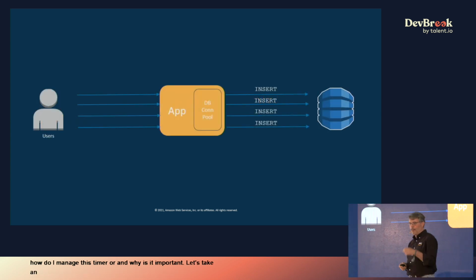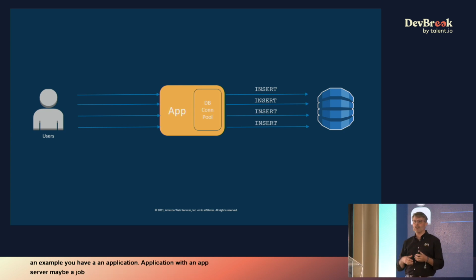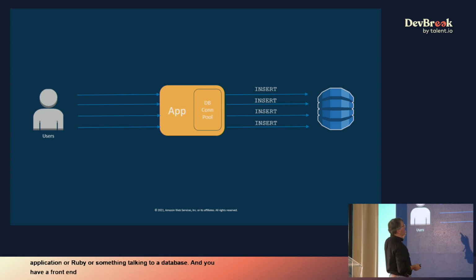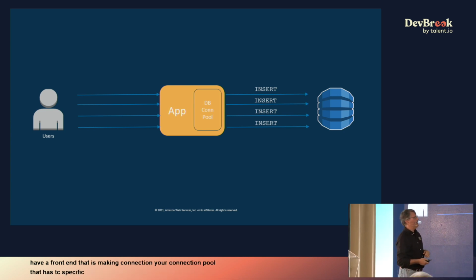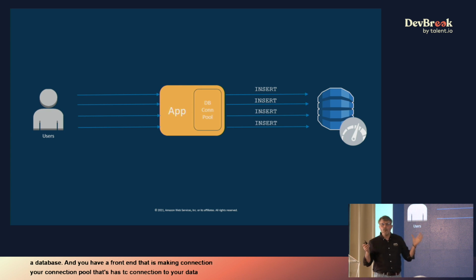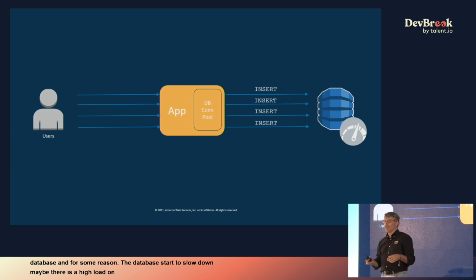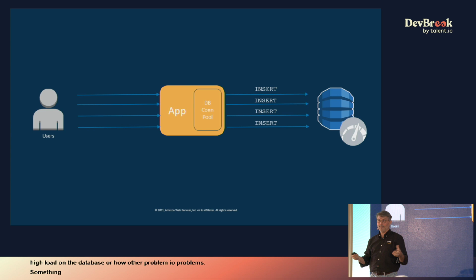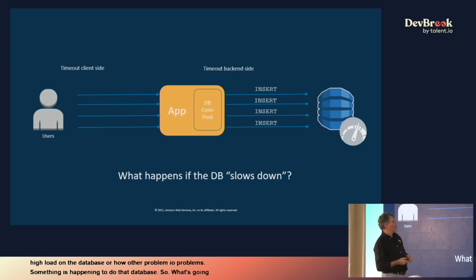Let's take an example. You have a traditional application with an app server, might be a Java application or Ruby or something, talking to a database. And you have a front end that is making connections. You have a connection pool that has TCP connections to your database. And for some reason, the database starts to slow down. Maybe there is a high load on the database or a hardware problem, disk I/O problems. Something is happening to the database. So what's going to happen?